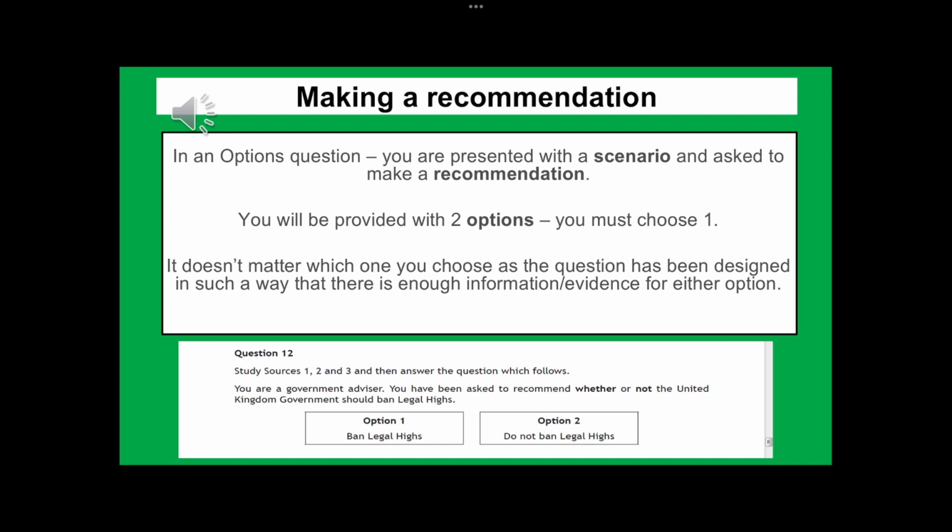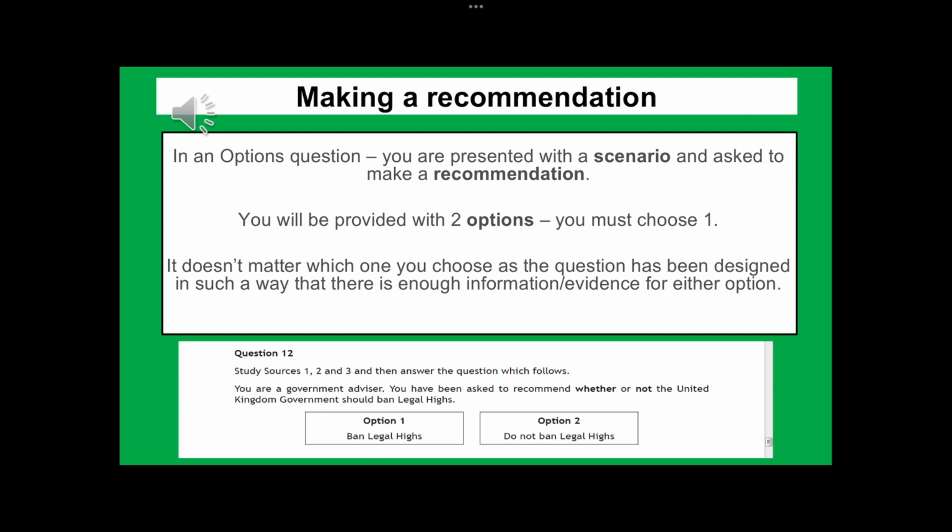Alright, so let's look at the one on this screen here. Question 12 says, study sources 1, 2 and 3 and then answer the question which follows. So here, like I said, you're a government advisor. You've been asked to recommend whether or not the United Kingdom's government should ban legal highs. Option 1 is to ban legal highs. Option 2 is the opposite: do not ban legal highs. Again, it doesn't matter which one you pick. There will be enough information and evidence from the 3 sources to back up either. So again, don't get too caught up in which one you're picking, which one you're not picking.